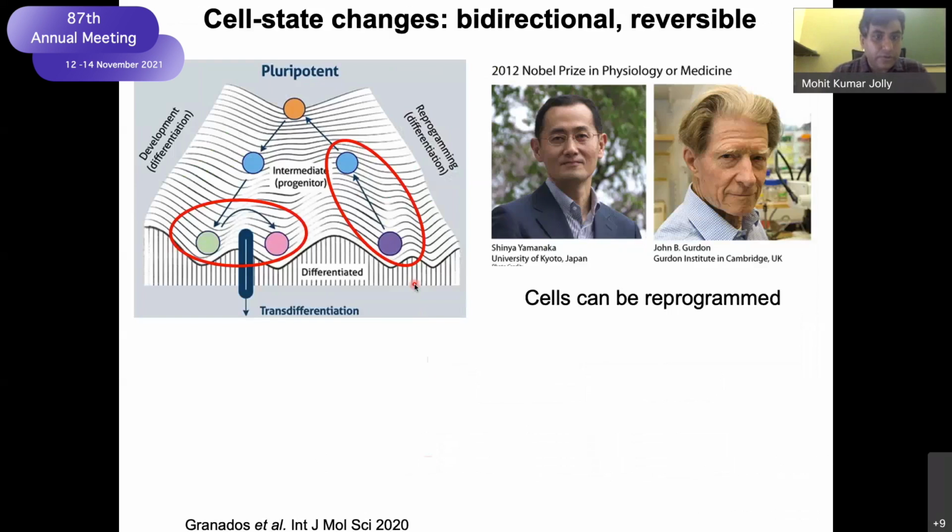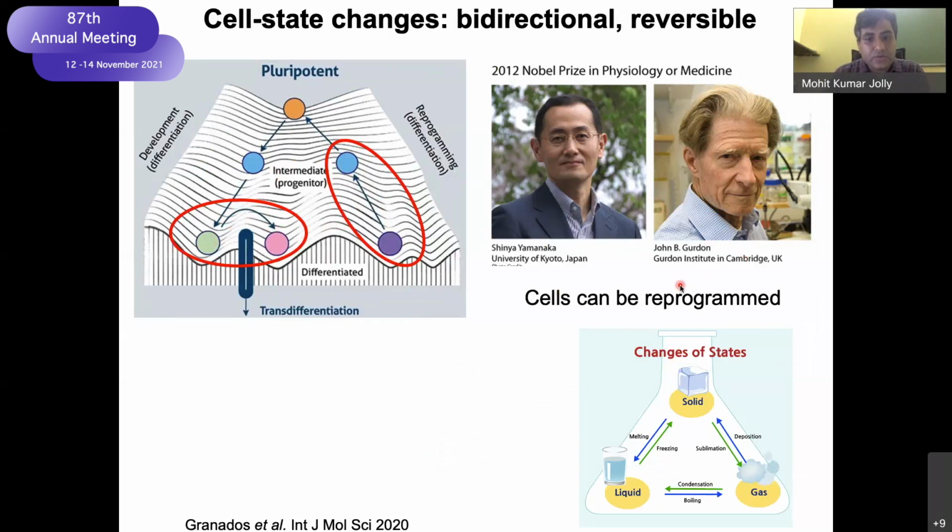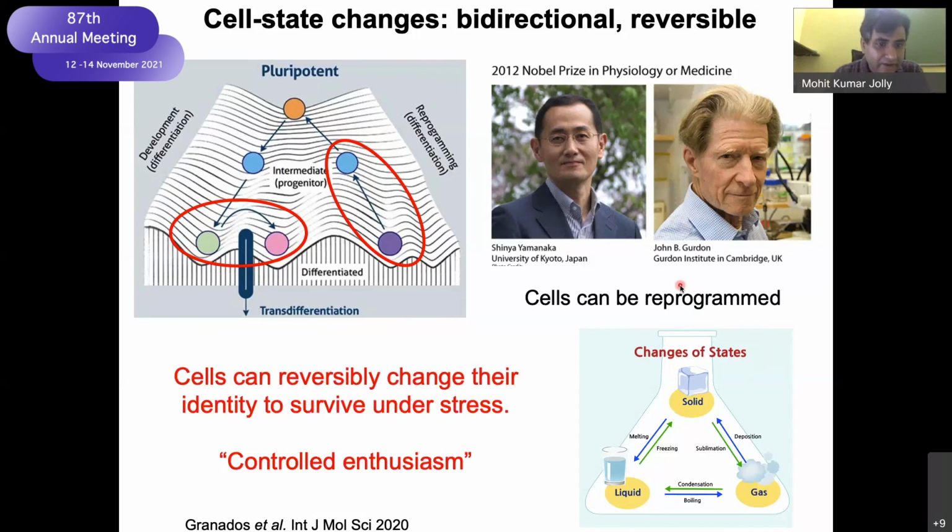Now, what we know in the past 10 years or so is that it's not a completely irreversible process as was initially thought. There are possibilities that cells can go back, and that cells can switch back and forth between these states. This was the work which led to the 2012 Nobel Prize in Physiology and Medicine. You can draw parallels with other systems, such as water, where given the right conditions, they can switch back and forth between different states. The switching is possible, but that does not mean a heart cell randomly switches to a lung cell. So there is controlled enthusiasm present in these kinds of systems.